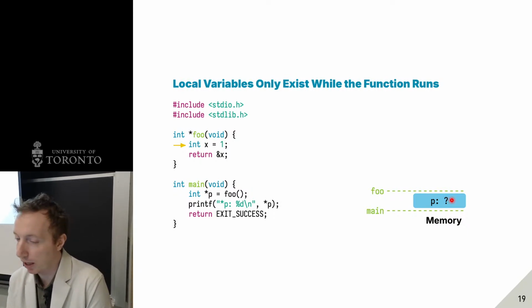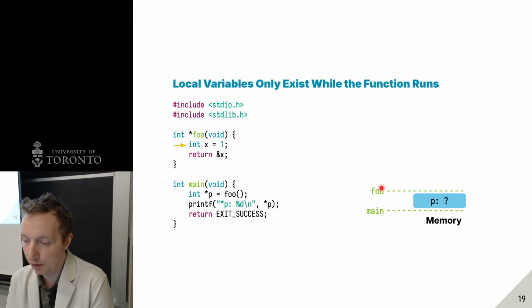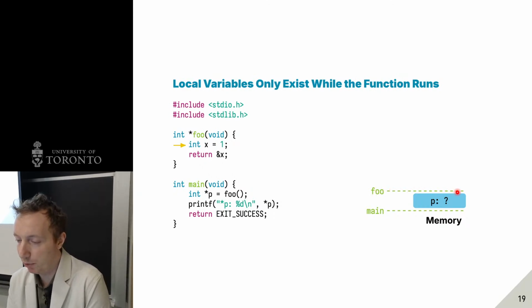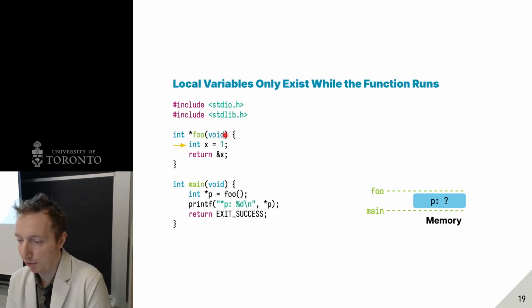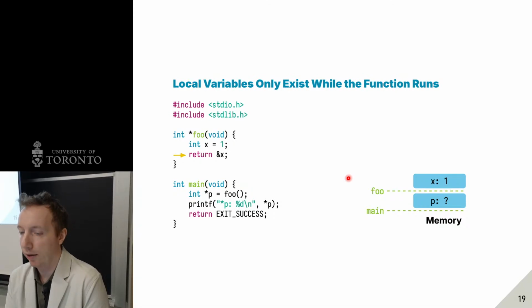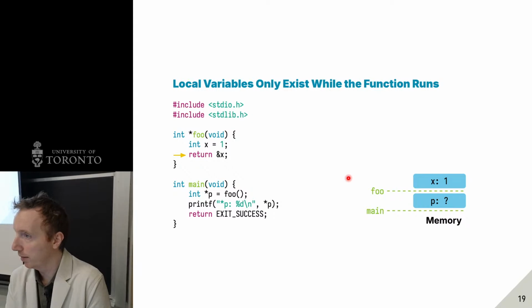Its value is, I don't know yet because I need to do the function call. So I'd be calling foo. I don't copy any of its arguments. It has no arguments. It's void. So it would declare a variable called x, and its initial value is 1. Right? So everyone okay with that?